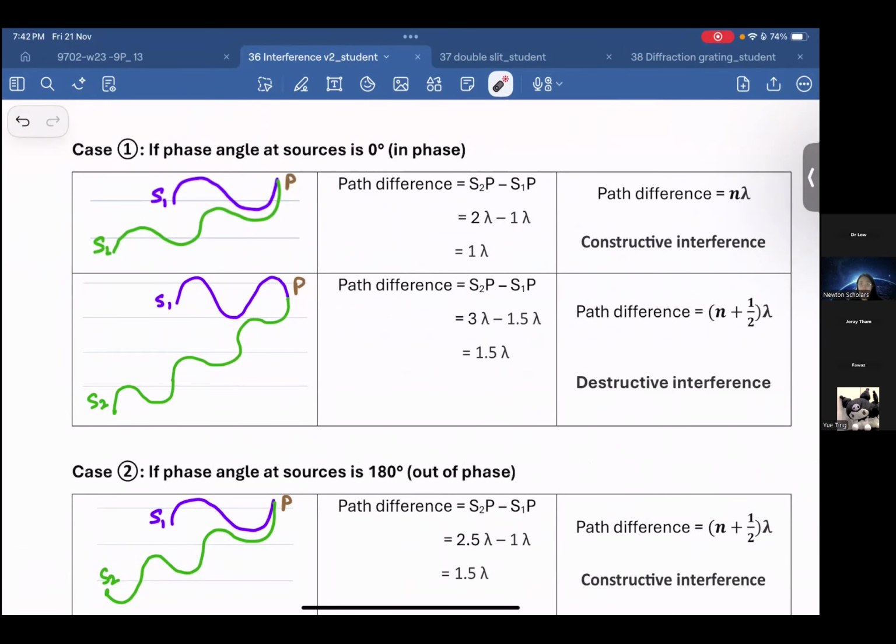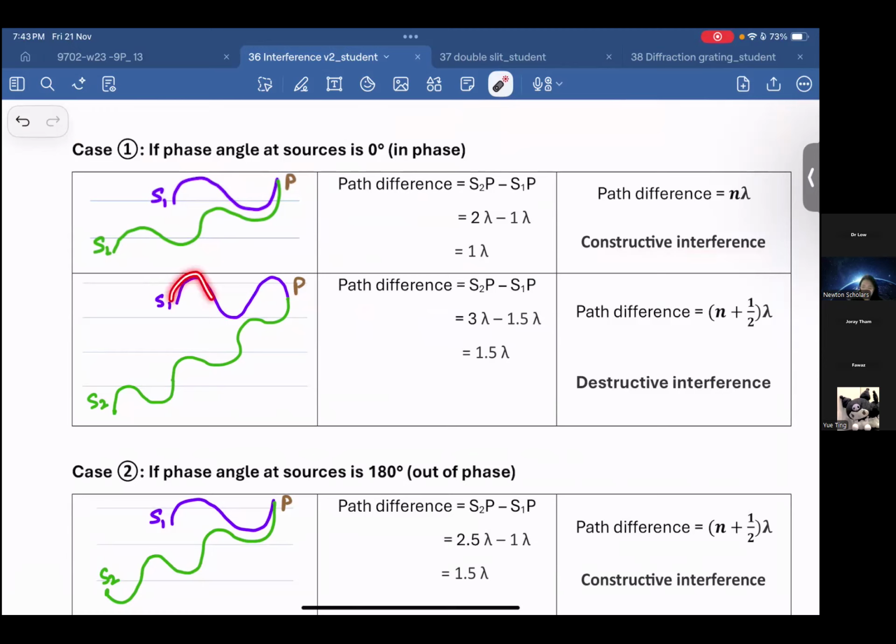Here we enlarge the wave. So this one, S1 is 1 complete wavelength. S2 is 1, 2, so 2 wavelengths minus 1 wavelength. So you will get 1 wavelength, n wavelength. This is a whole number. So I know that when these two waves superpose, they will produce constructive interference.